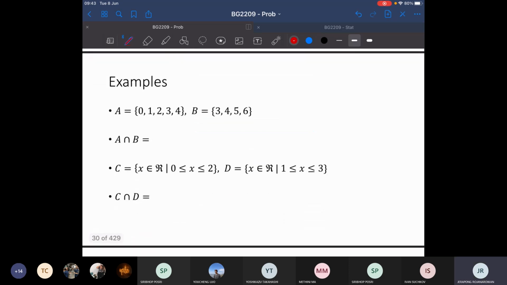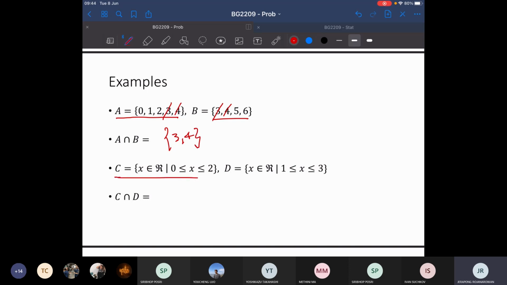Now let's take a look at a concrete example. You have A, 0, 1, 2, 3, 4, B, and then C, like this. What is going to be the intersection? We have to find the common part, the overlap, which is going to be 2, 3 and 4 here. So this one is going to be 3, 4, like this.